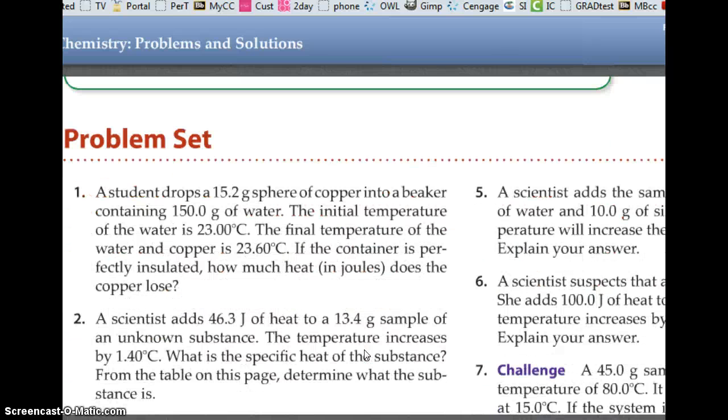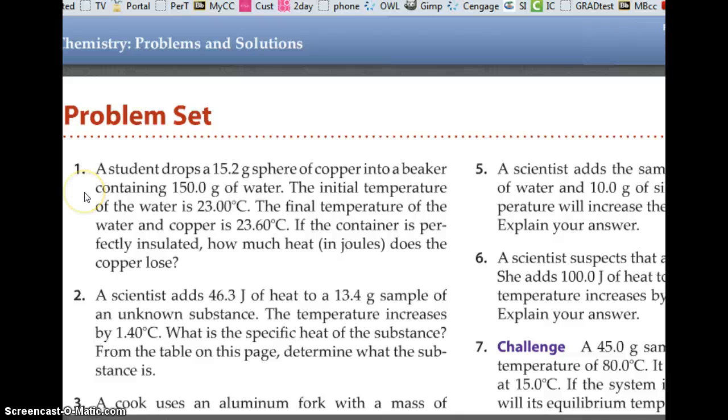All right, we got to do problems 1 and 2. Number 1, a student drops a 15.2 gram sphere of copper into a beaker containing 150 grams of water. The initial temperature of the water is 23 degrees Celsius. The final temperature of the water and copper is 23.6 degrees Celsius. If the container is perfectly insulated, how much heat in joules does the copper lose?